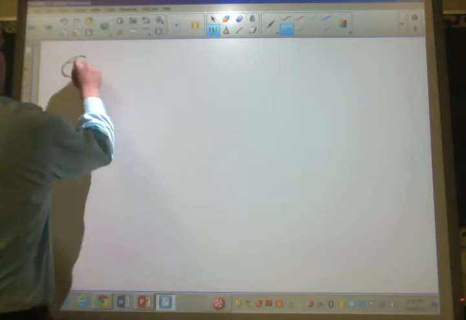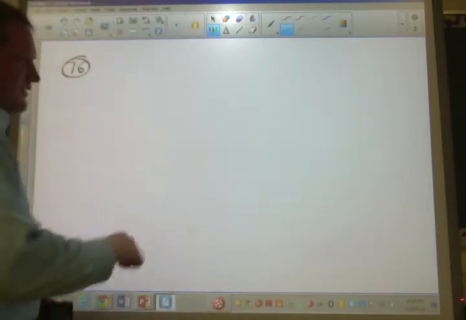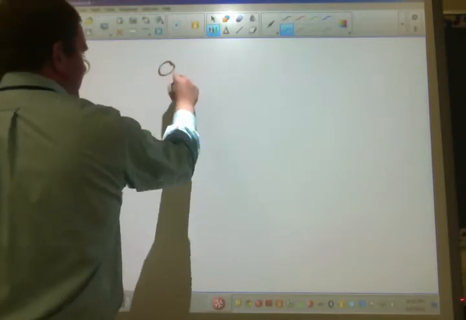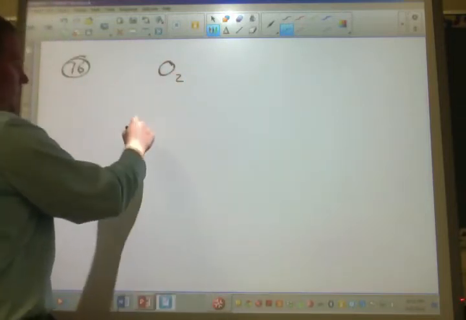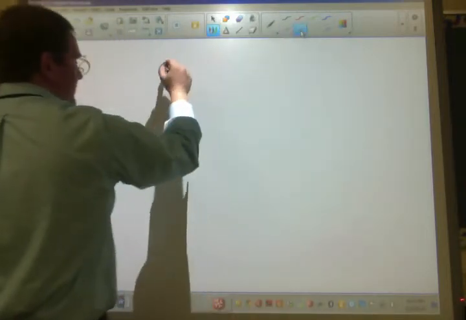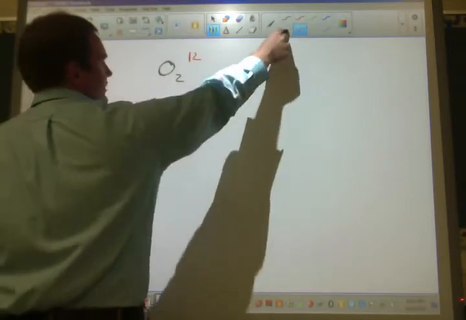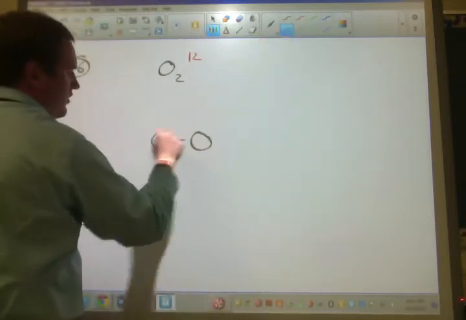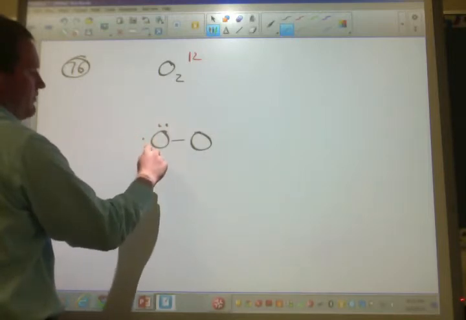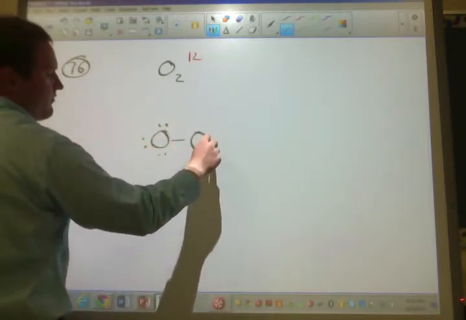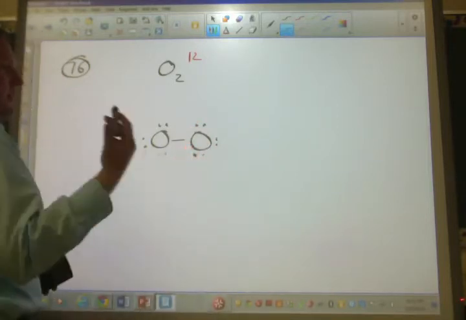76. 76 says the Lewis structure for oxygen gas molecule. Well, I know oxygen gas is O2. So to draw this Lewis structure, I'm going to first count my electrons. 6 plus 6 gives me 12 total electrons. Now I'm going to draw my skeleton, OO. I'm going to add all my lone pairs to complete the octet rule. And now I'm going to count, see if it matches.